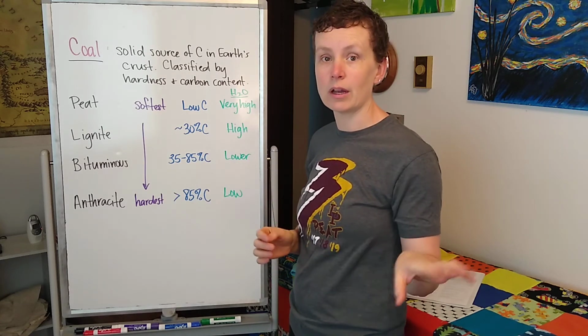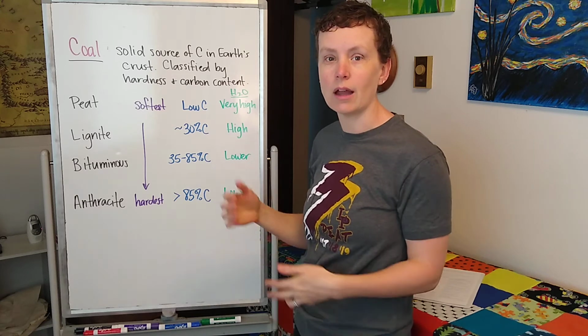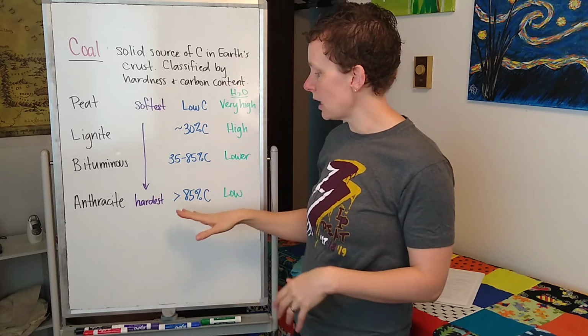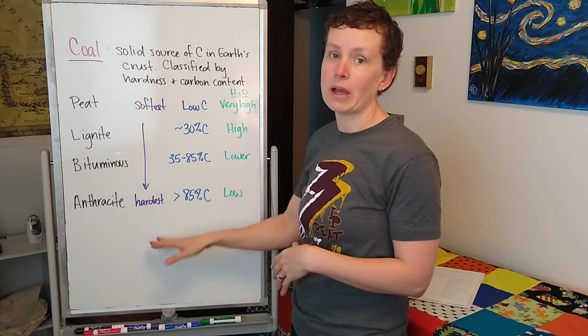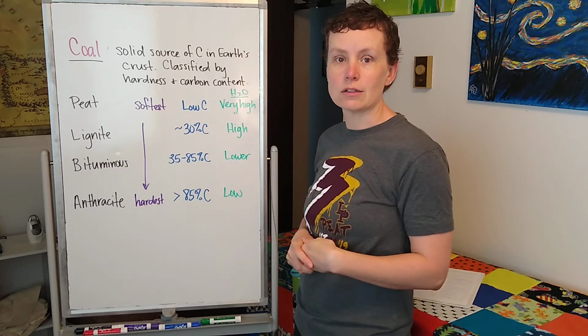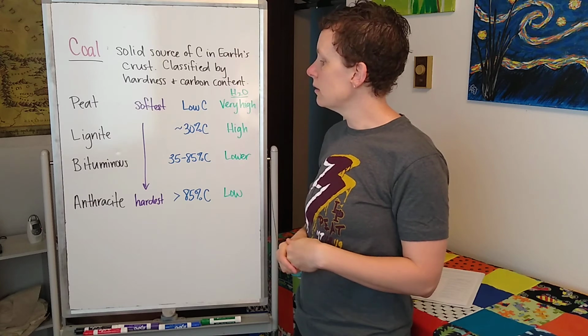It has a lot of byproducts when you burn it, so it'd be very smoky and not very energy efficient. Anthracite has the most carbon, the least water, so that would be by far the best type of coal for us to use as a fuel source and for energy.